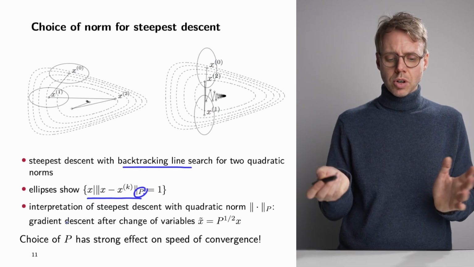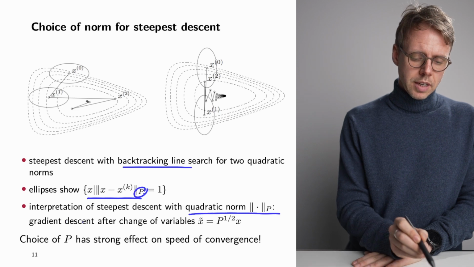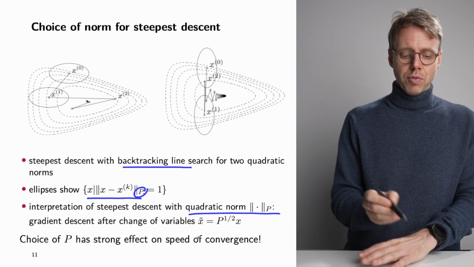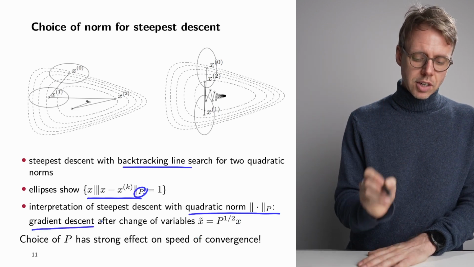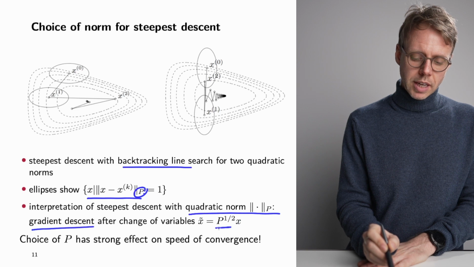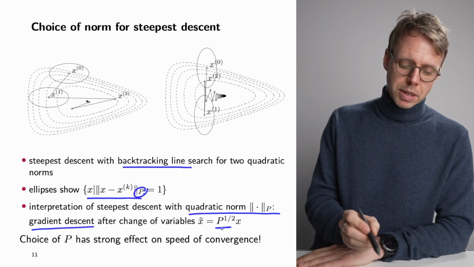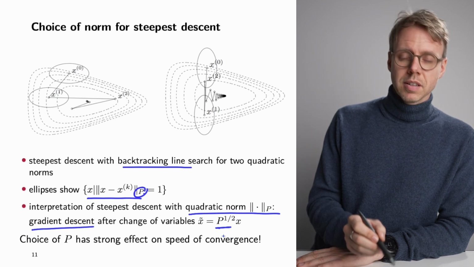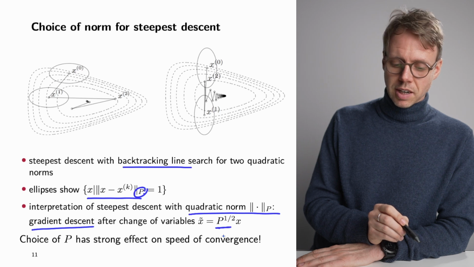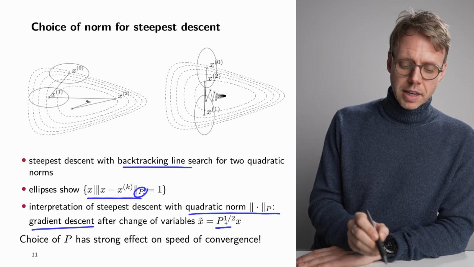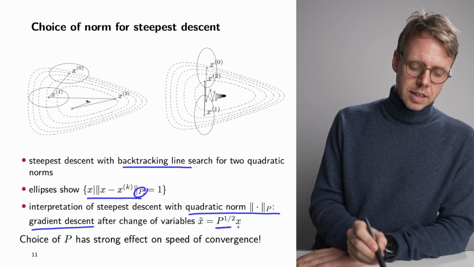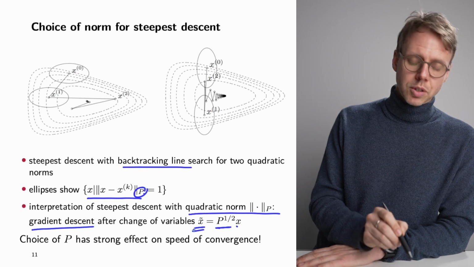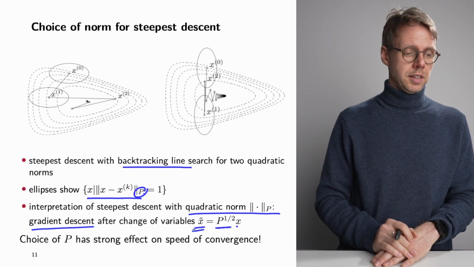So for these quadratic norms, you can also interpret the steepest descent with this particular quadratic norm as performing gradient descent after a change of variables, where you take your positive definite matrix P, build the square root of P, as we have learned, for example, using the singular value decomposition, and multiply this square root with x. And then you're doing gradient descent on the resulting new coordinate x tilde.